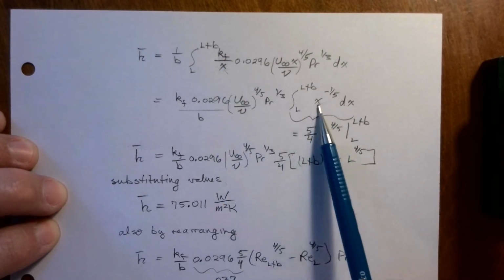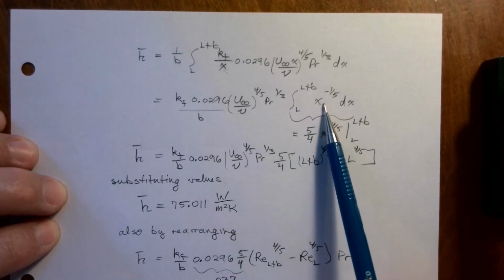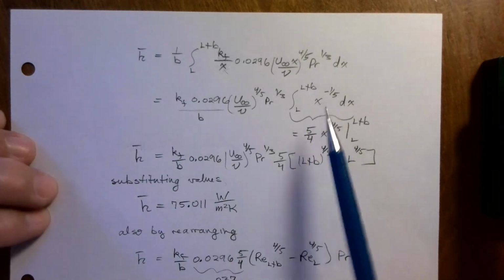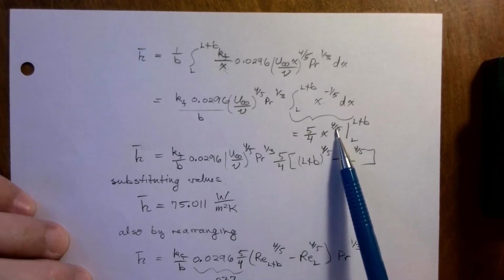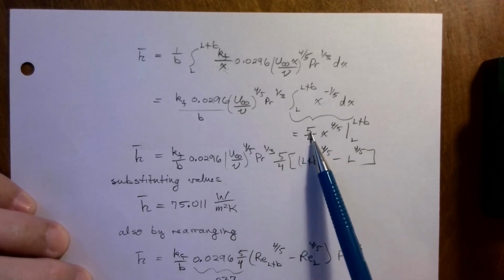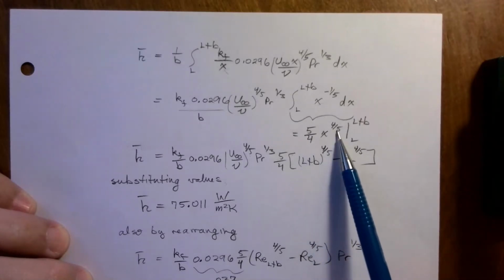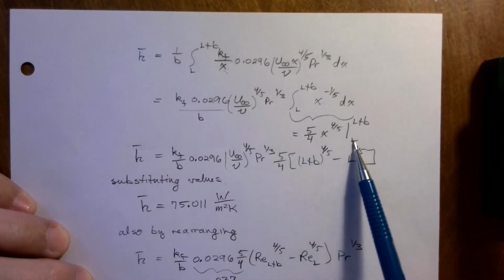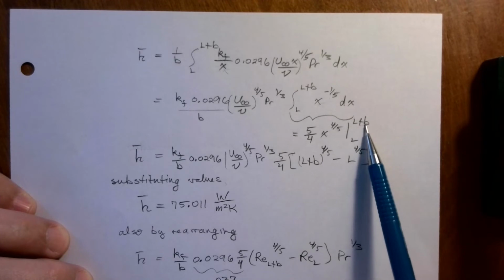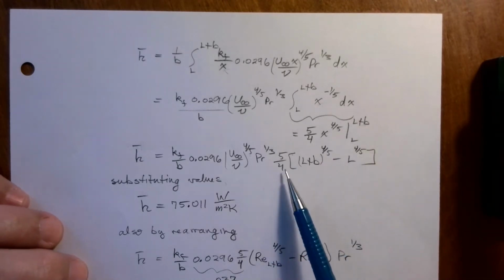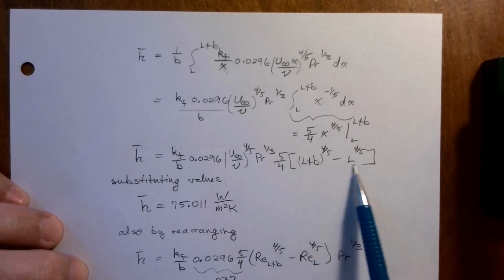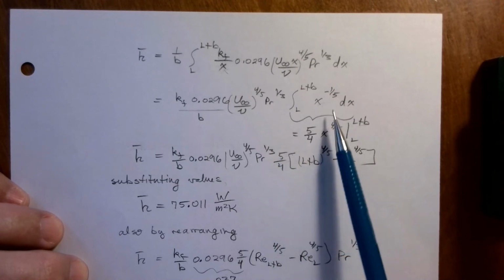So anyway, we're going to have now x to the -1/5, integrate this, and you'll end up with x to the 4/5. So we return to that same power that's in the correlation, 4/5 divided by 4/5. So I have 5/4 times x to the 4/5. This is evaluated from L to L plus B. So L plus B gets substituted, and then L. This part of the answer accounts for that integral.